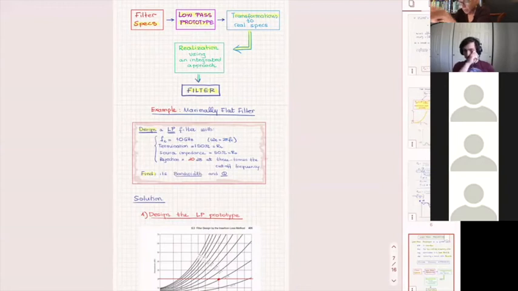It doesn't mean anything because the prototype has, as most of you said, a cutoff frequency of 1 without units, which means nothing. It is excited by a source that has an internal impedance of 1 with no units. What does that mean? Nothing. And it is connected to a load that is also 1.